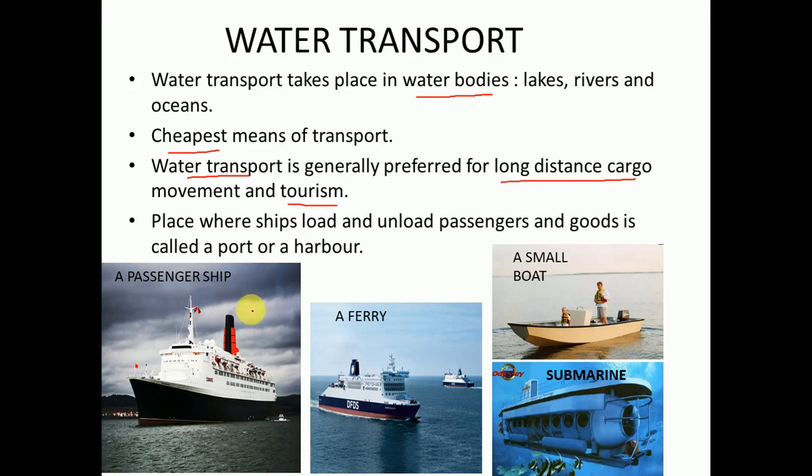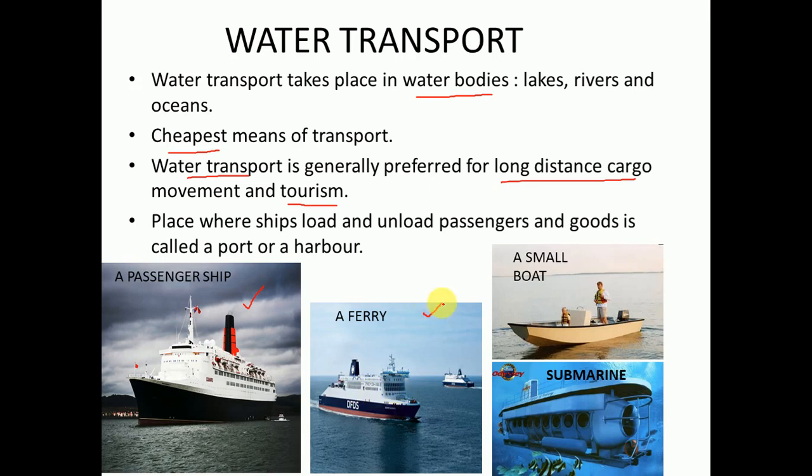These are some of the water transport. This is a passenger ship. It is a large passenger ship that can carry thousands of people. It also carry goods, right? Passenger ship. Now, it is a ferry. You can see how small it is. So, ferry carries a few people across a river.